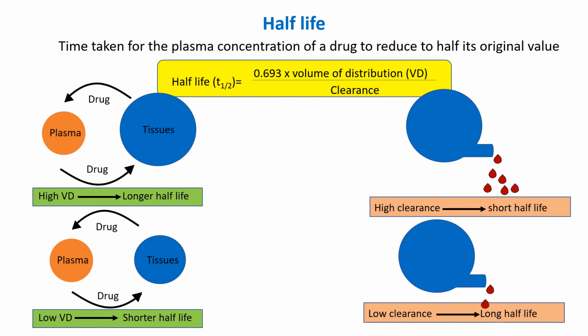A high volume of distribution and a low clearance results in a long half-life, while a low volume of distribution and high clearance results in a shorter half-life. When both volume of distribution and clearance are high or both are low, the half-life is intermediate depending on their relative magnitudes. In practical terms, drugs with long half-life require less frequent dosing to maintain the therapeutic level, while drugs with short half-life need more frequent dosing.